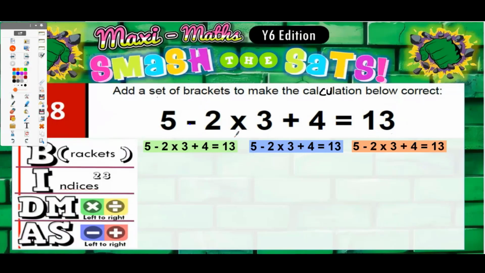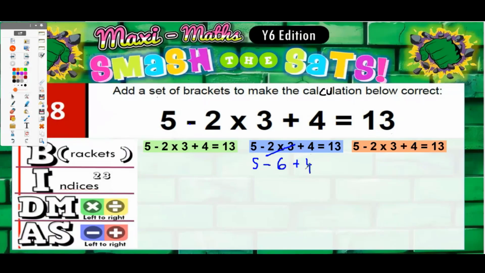But this is where the problem comes in, because in BIDMAS, you have to do the multiply first. So if there are no brackets there, then what you'd actually do is the 2 times 3 first. So 2 times 3 is 6. Then you would drop down the 5 and the takeaway, and then you drop down the add and the 4. And when you've only got takeaways and adds, add and subtract are jointly important. So when you've got jointly important symbols, you just read it left to right.